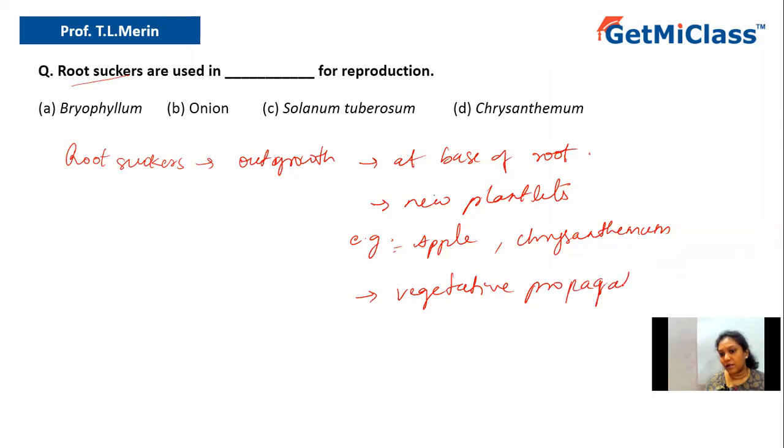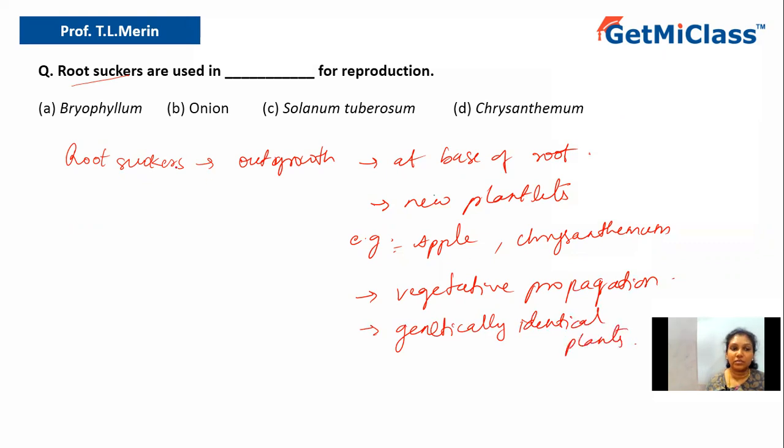And the plants which are produced here all will be the clones of each other and the clones of the parent, because they all will be genetically identical. So we can produce genetically identical plants.